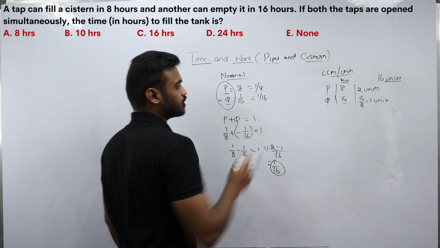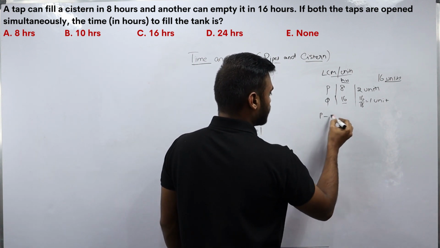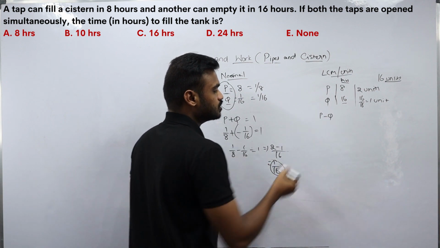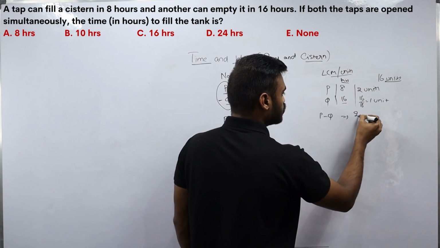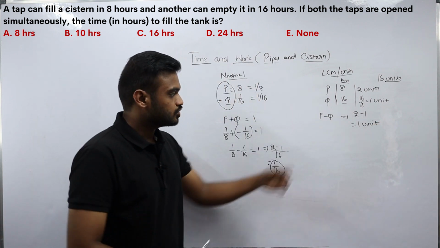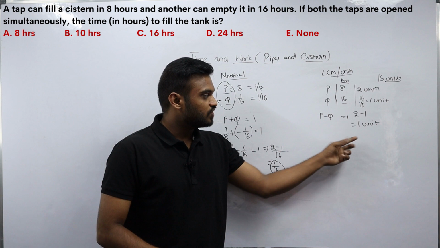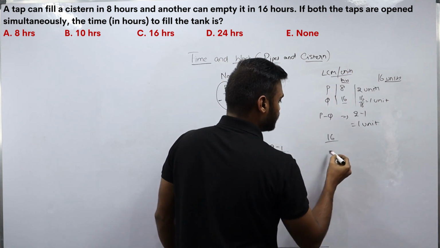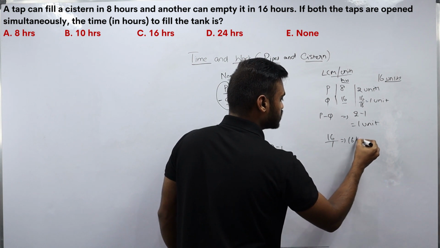So if both are open together, that is P minus Q. Since Q is removing the work, I am keeping a negative sign for Q. So P minus Q is equal to 2 minus 1, that is 1 unit per hour. So if both taps are open together, they can fill only 1 unit per hour. So to fill these 16 units of work, they will take 16 by 1, that is 16 hours to complete the work.